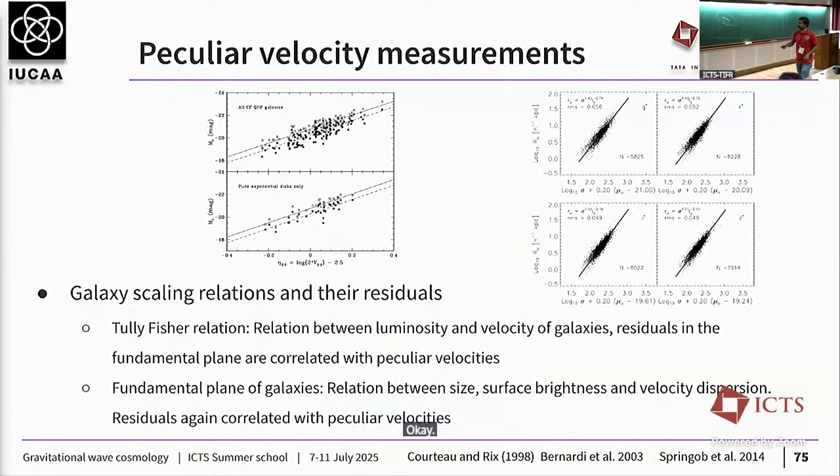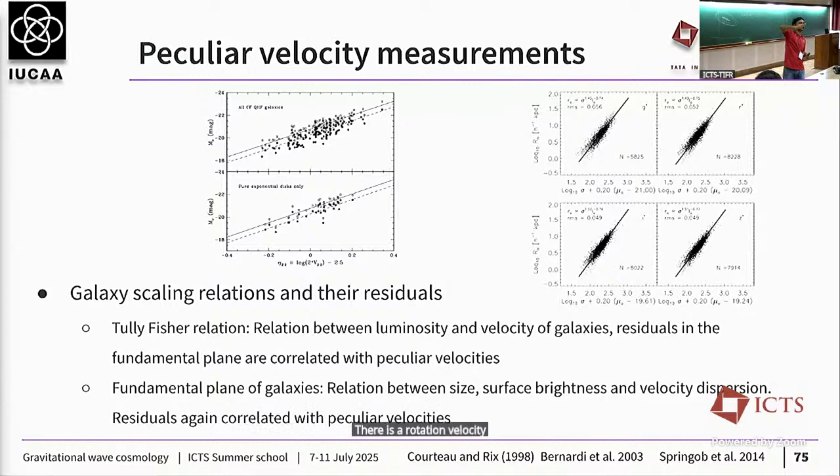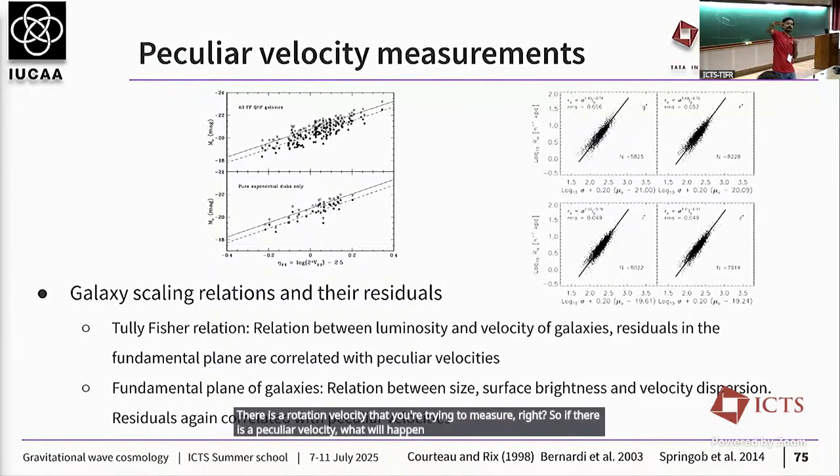Okay, so now that you have this, you can try to think about how peculiar velocities can affect these measurements. First of all, let's look at this plot. There is a rotation velocity that you're trying to measure. If there is a peculiar velocity, this galaxy is moving out.